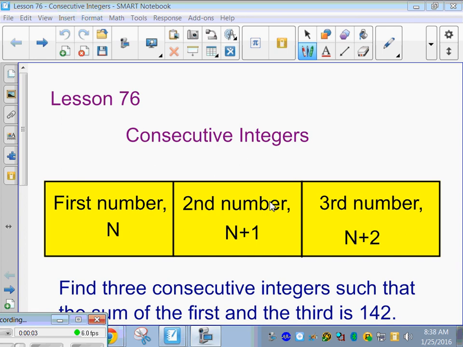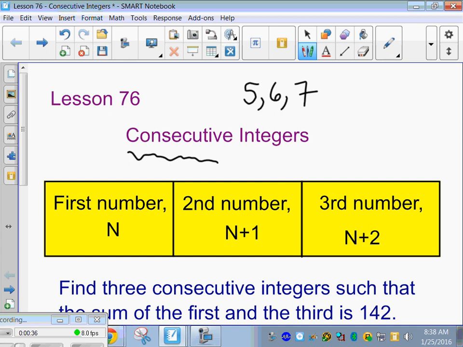Consecutive integers. So we all know integers are the positives and the negatives and 0, but no fractions, right? So integers are only like -1, -3, -4, all right? And consecutive means they're right next to each other, like 4, 5, 6, or -3, -2, -1. So consecutive integers are ones that are right next to each other in order. So if we have some number, like let's say I have 5, 6, 7.